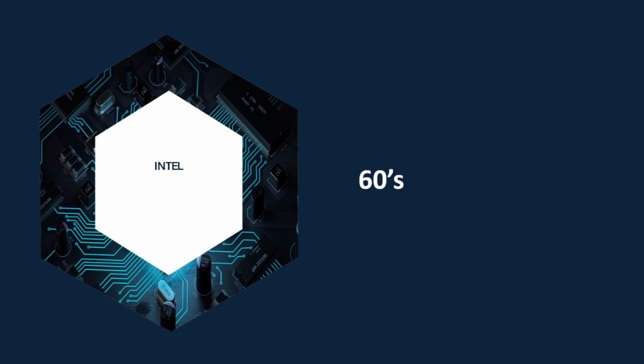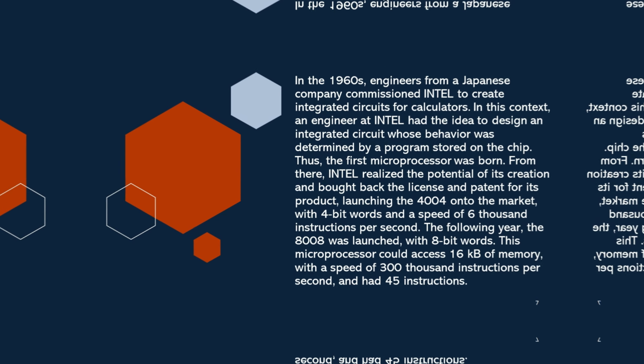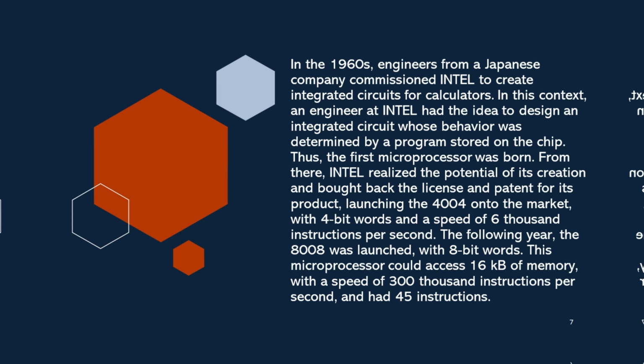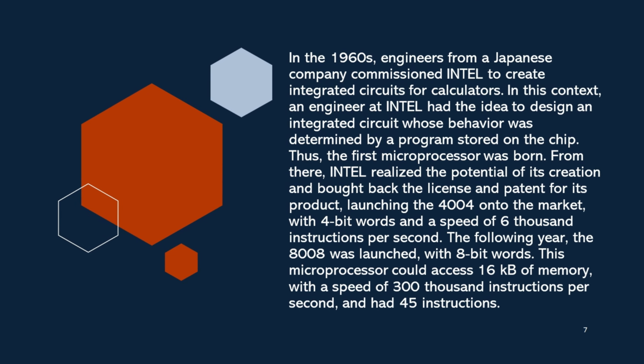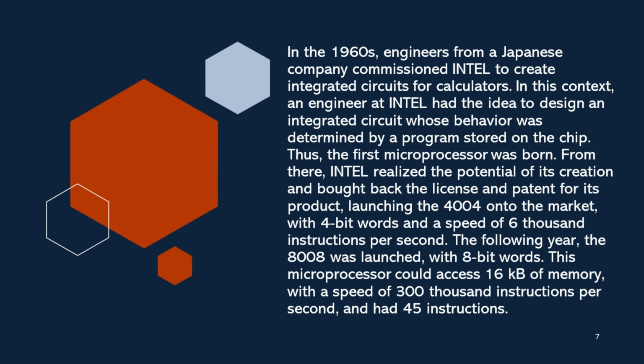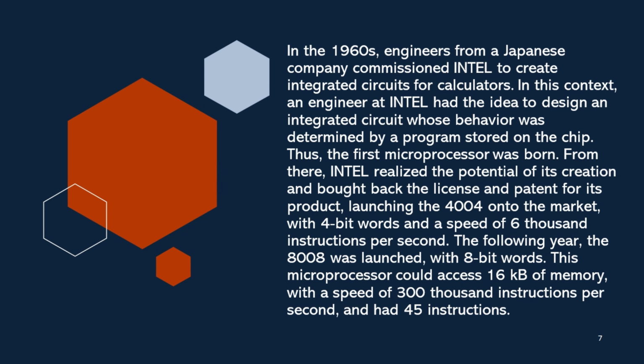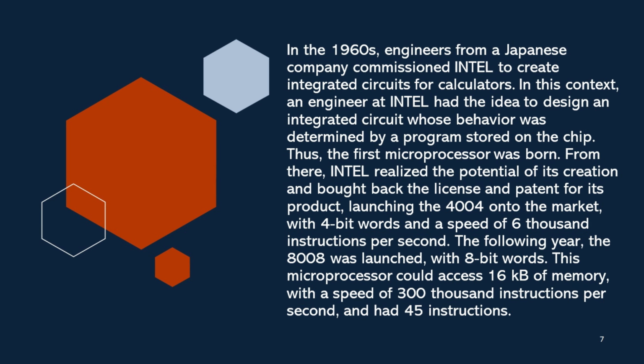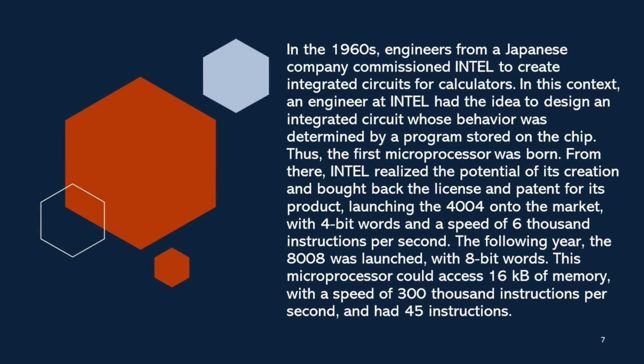In 1960, engineers from a Japanese company approached Intel to develop integrated circuits for calculators. On the spot, the engineer from Intel had the idea to develop an integrated circuit whose work would be described by a program written to the chip itself. It gave the world the first microprocessor. From then on, Intel realized what a brilliant child it had given birth to.